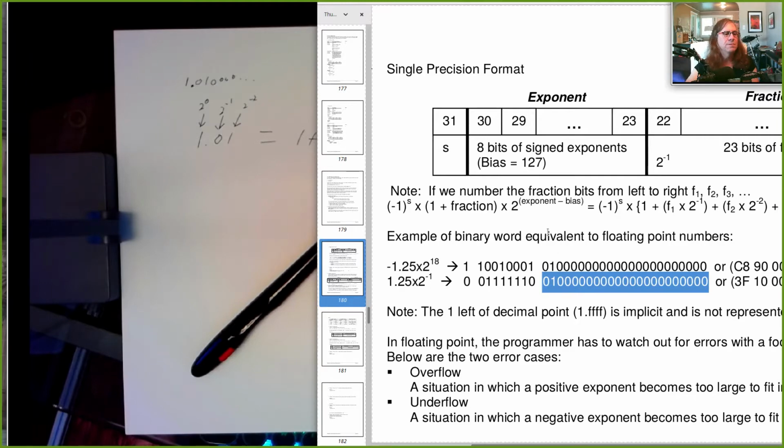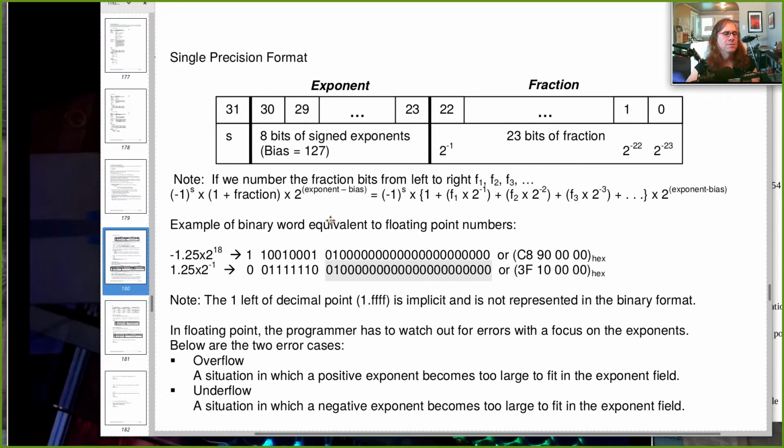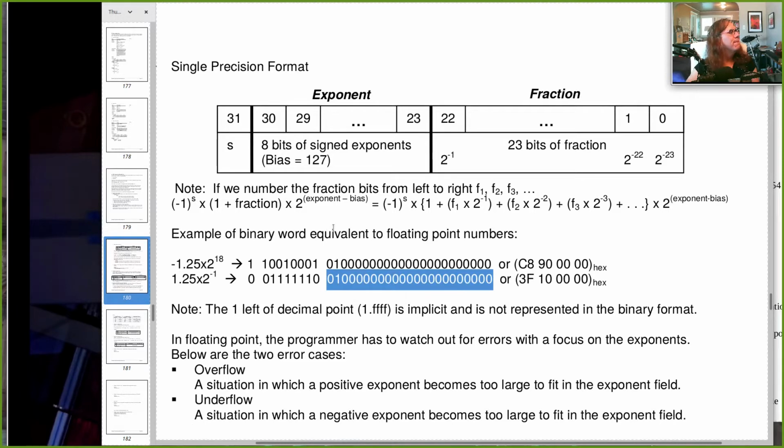I think it was the bias of 127 that was confusing me. I couldn't figure out why it was negative 1.25 and 1.25 is translating to the exponent there. Got it.